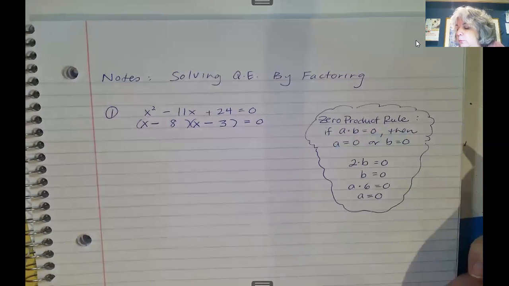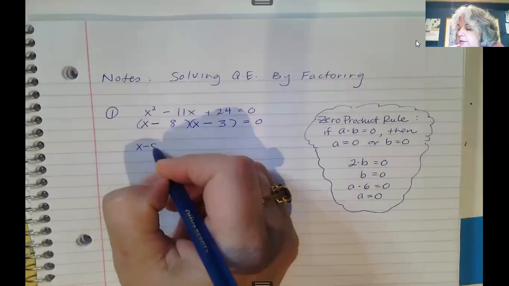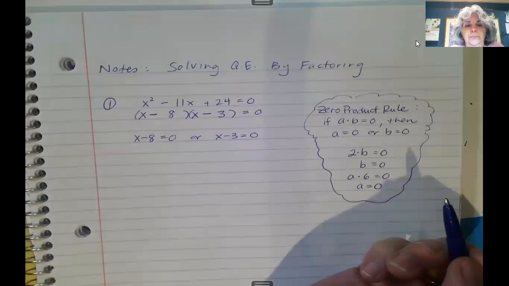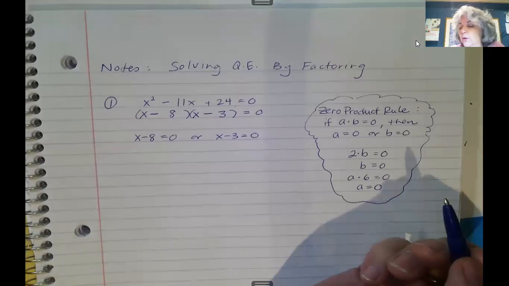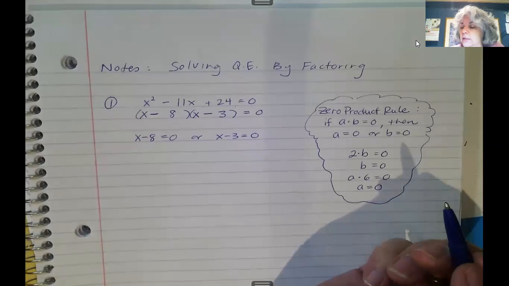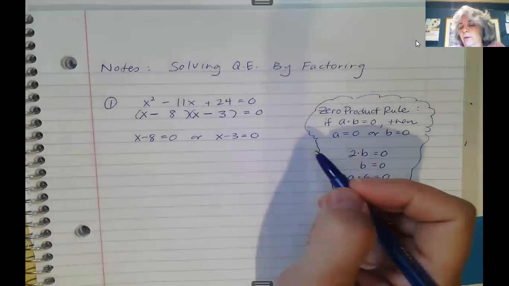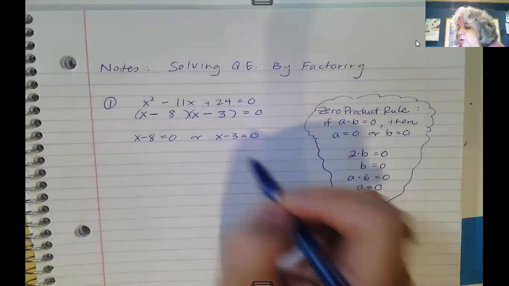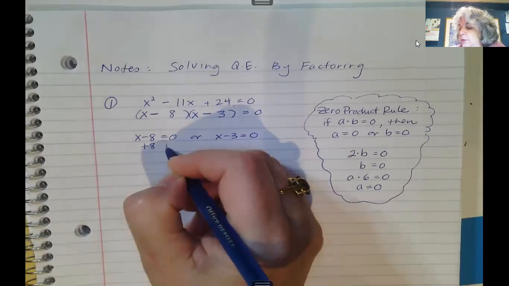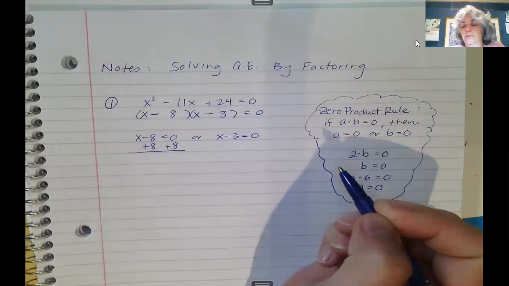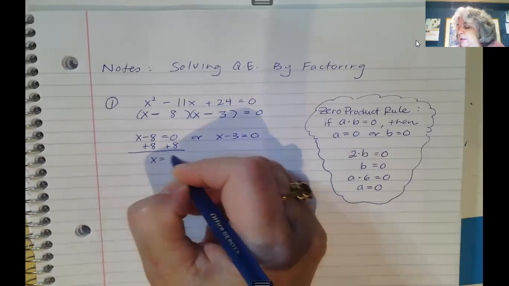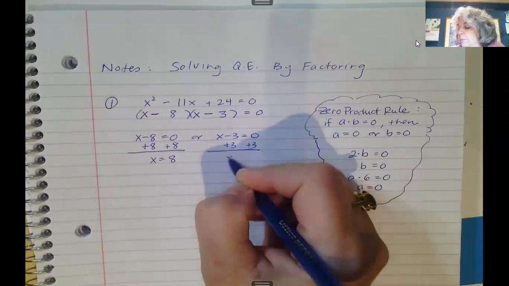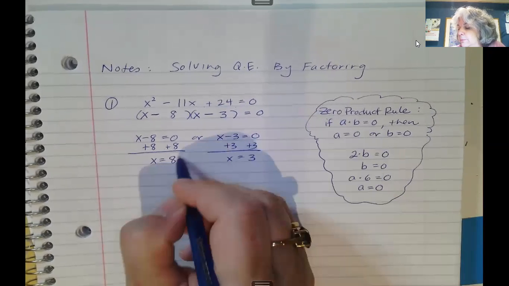Okay, so that's what we're going to do here. We're going to say that x minus 8 has to equal 0, or x minus 3 has to equal 0. And then we solve each one of these little equations to figure out what x has to be. You could probably do this in your head, or if you're not sure, just solve these mini equations like we know how. I'm going to add 8 to both sides, so I get x equals 8. I'm going to add 3 to both sides over here, so I get x equals 3. And those are my two answers.